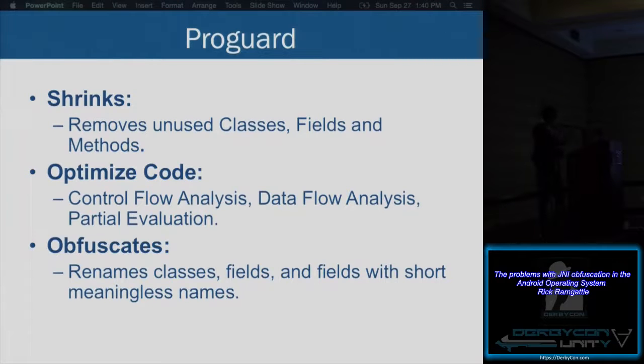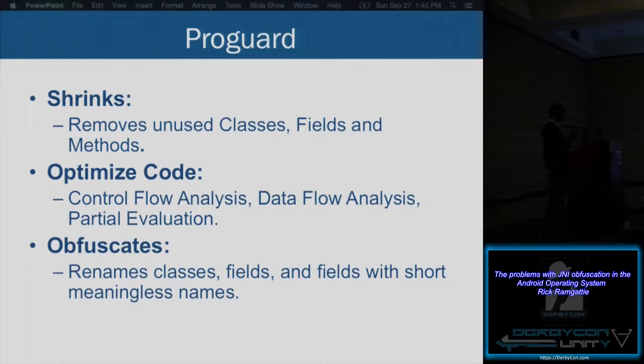So the tool that I'm going to be talking about specifically today is Proguard. Proguard shrinks, optimizes, and obfuscates code. So when it shrinks, it removes unused classes, fields, and methods. Sometimes you'll be writing code, or your developer will be writing code, and they'll make a lot of methods that aren't really necessary. In my example today, I'll be showing you how I wrote code that wasn't very necessary, and Proguard just optimized it. It also uses control flow analysis, data flow analysis, and partial evaluation to remove code that's not used.